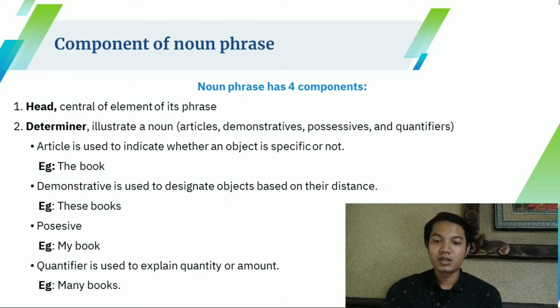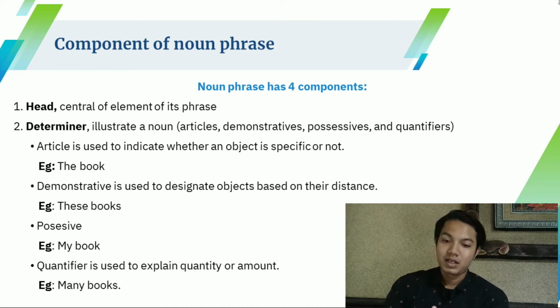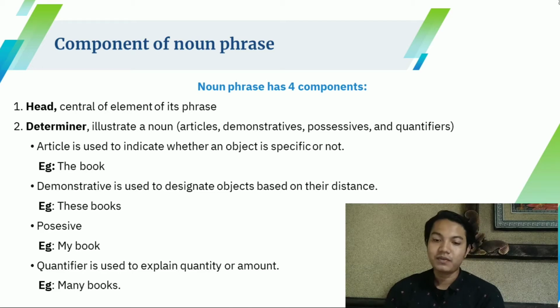Next, we will talk about component. Noun phrase has 4 components. There are head, determiner, complement, and adjunct. Head, as I said before, is a central element of phrase itself. And determiner has a function to illustrate a noun. Determiner can be in the form of article, demonstrative, possessive, and quantifier.